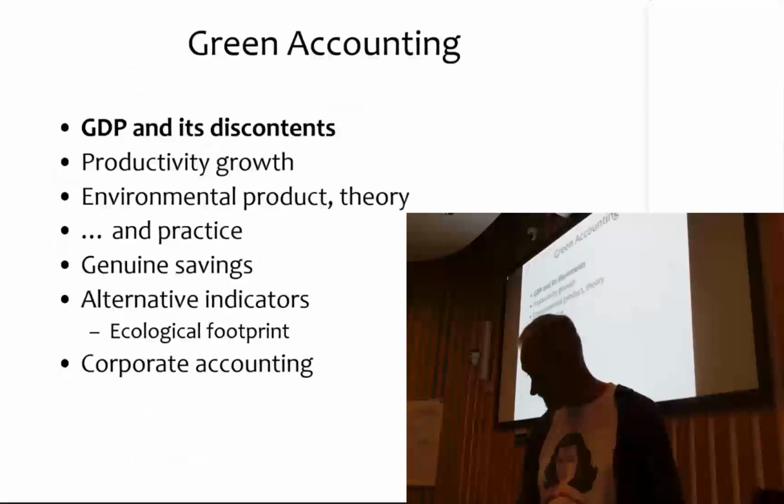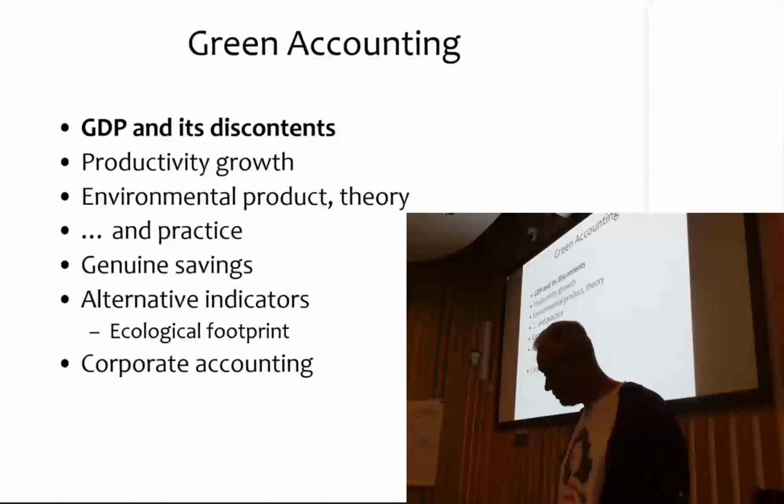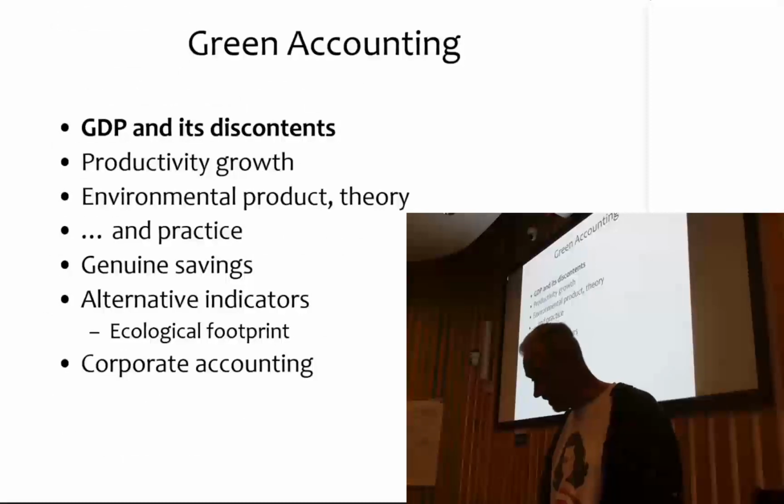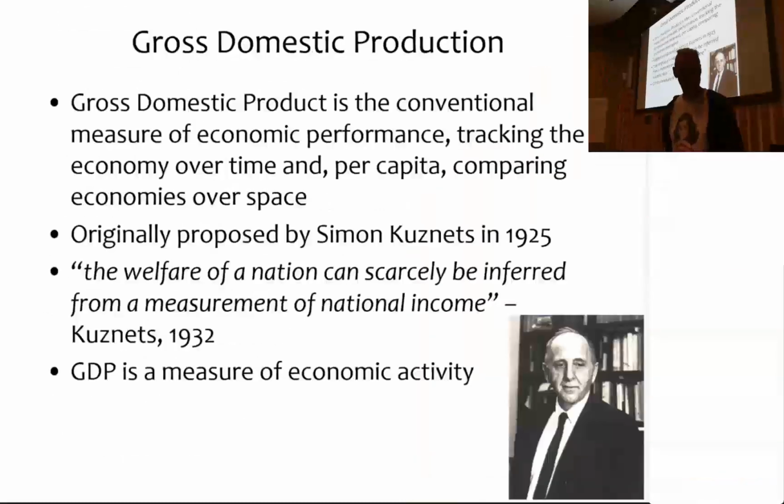Final lecture, as I said. I'm going to start talking about gross domestic product. This was introduced in 1925 by Simon Kuznets, who we met last week. The same guy, and don't need to introduce this. It is the conventional measure of economic performance, tracking the economy over time, and if you normalize it with the number of people, also comparing economies over space.